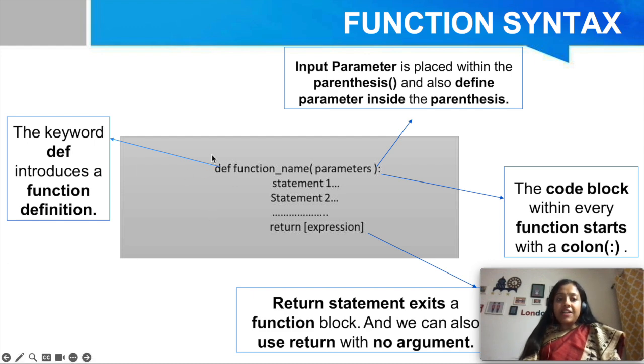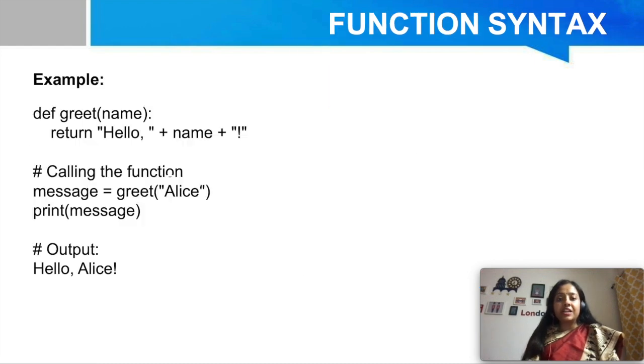This def is a keyword which is used to define a function. Here is your function name; you can choose it according to your wish. Here are the parameters. Then we have all the statements which we are writing inside that function. Then we have the return expression. We can also skip the return. Return can also be there without an expression, with no arguments.